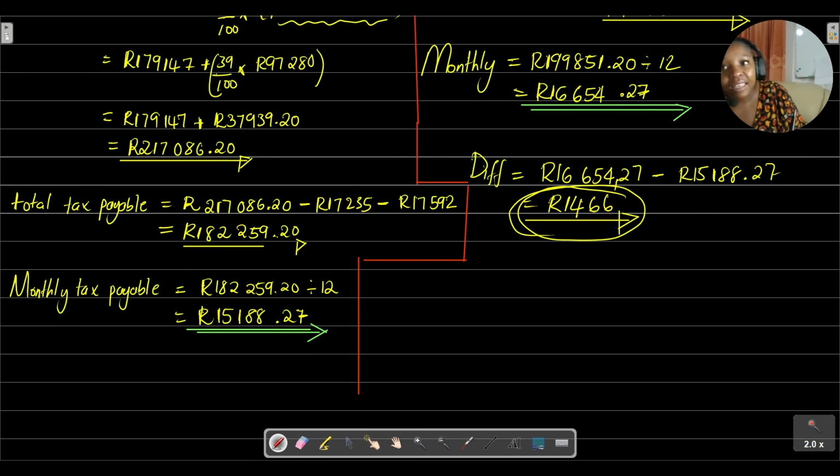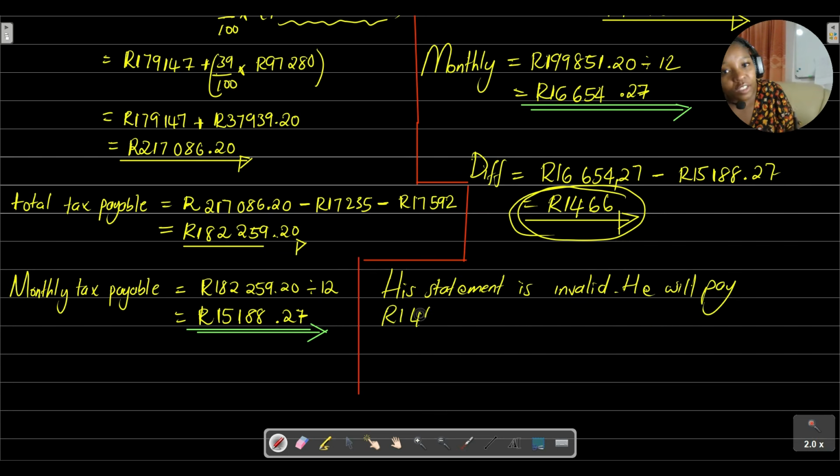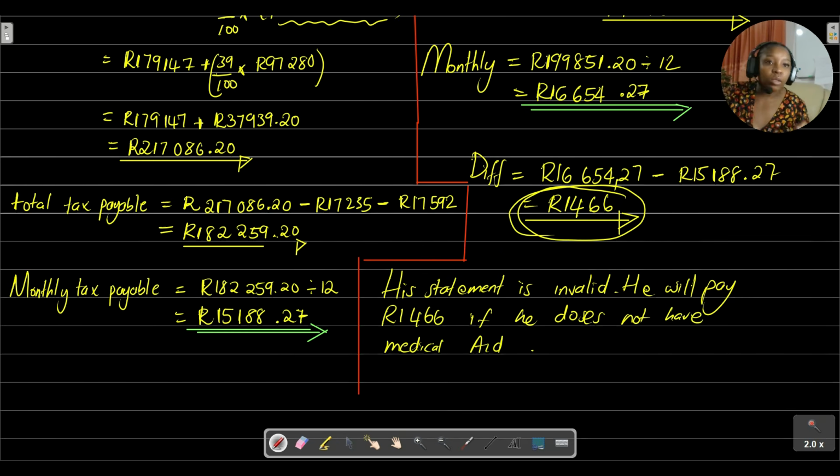So we can basically state that his statement is invalid. He will pay 1,466 if he does not have medical aid. It's not more than. He pays that amount. It's not more than that amount. Okay, so that's the thing there.